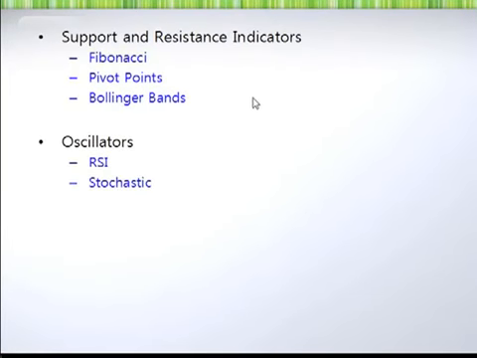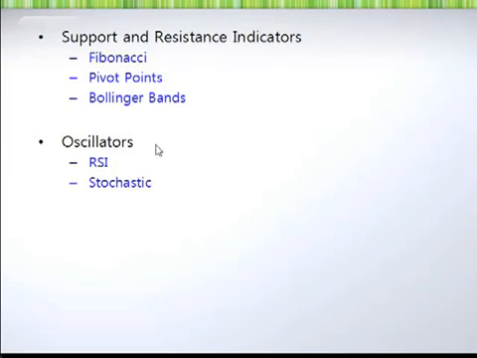Okay? So number two, you need oscillators. Oscillators are the RSI, Relative Strength Index, and the stochastic indicators. These two indicators are able to tell you whether the market is currently overbought or oversold. Let's say you want to enter a long trade because you see the price hitting a support. Price moves down, hits a support, and now you're going to trade the repulsion by entering a long trade.